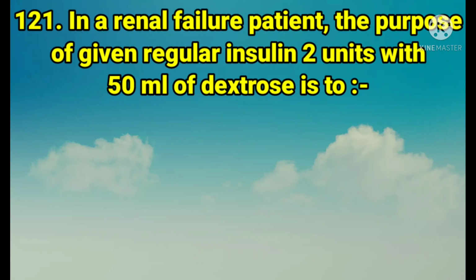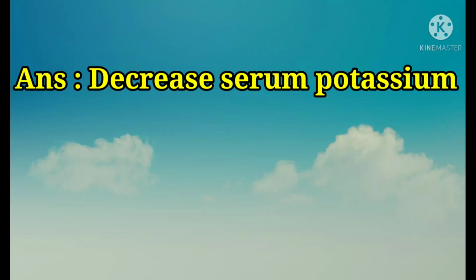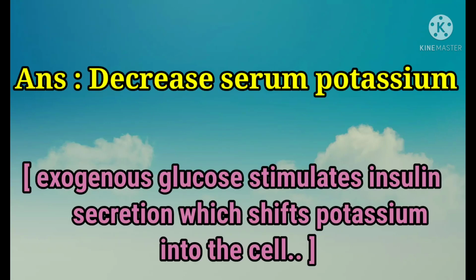First question, in a renal failure patient, the purpose of giving regular insulin 2 unit with 5 ml of dextrose is to, the options are lower blood sugar, decrease serum potassium, reduce cerebral edema and prevent tetany. And the answer is decrease serum potassium, that is exogenous glucose stimulates the insulin secretion which shifts the potassium into cells, so decreases the serum potassium level.